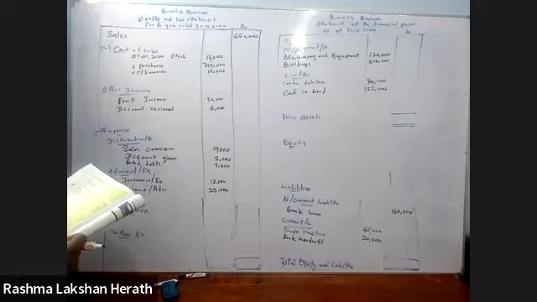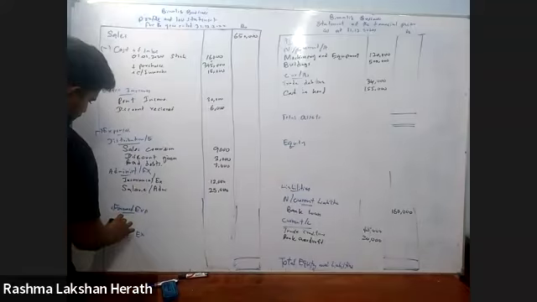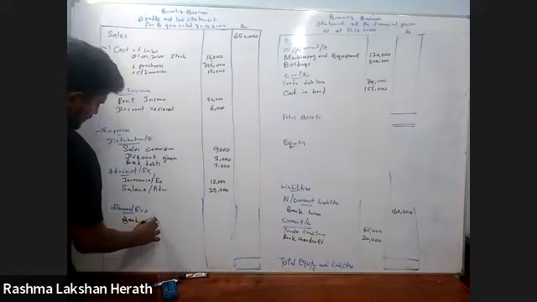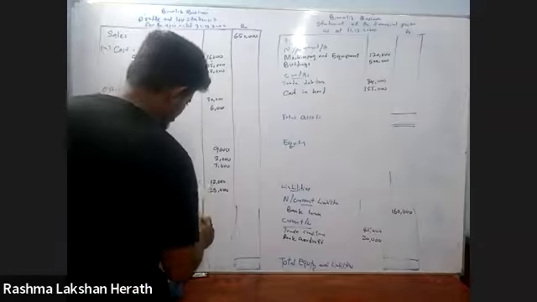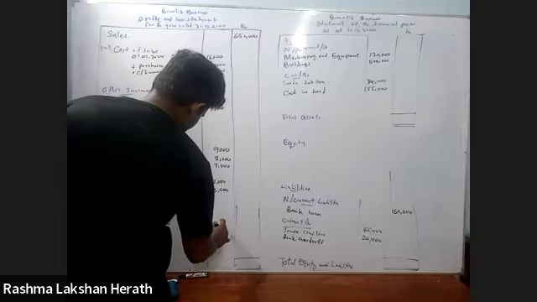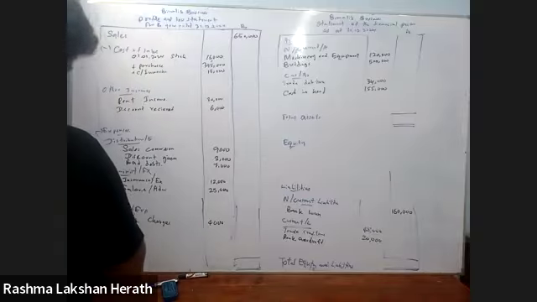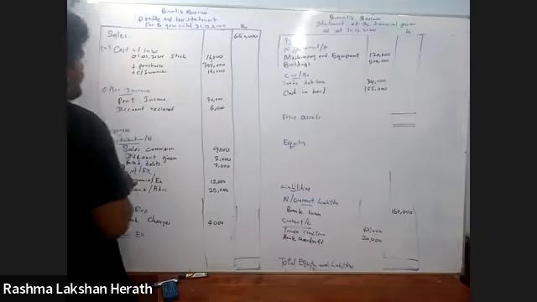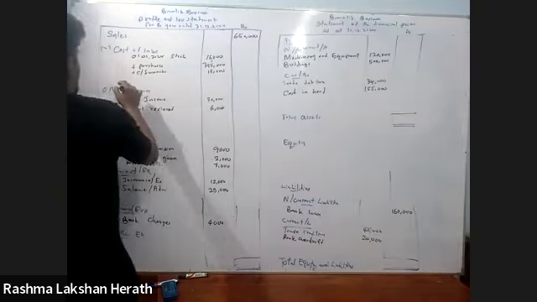And bank charges, it is financial expenses. Bank charges is 4,000. Right. Now we calculate the gross profit.